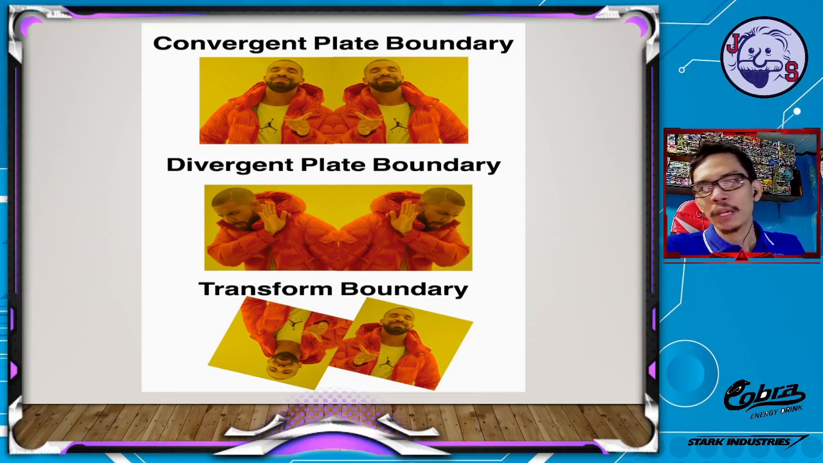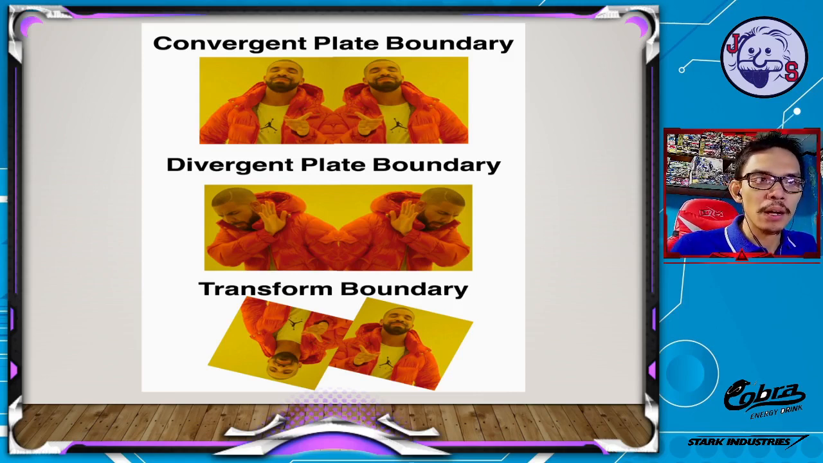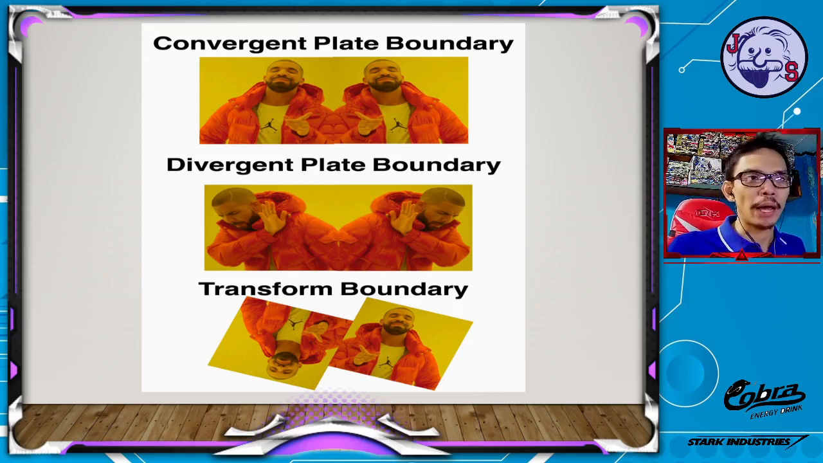In the last video that I created, we discovered how convergent, divergent, and transform plate boundaries work. You know that convergent plate boundaries are where the plates are moving towards each other, divergent plate boundaries are those that move away from each other, and transform boundaries are boundaries that slide past each other.